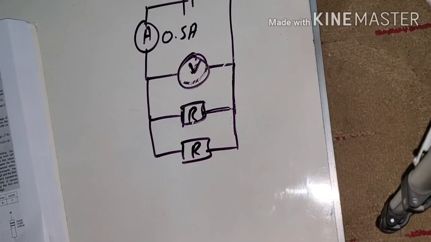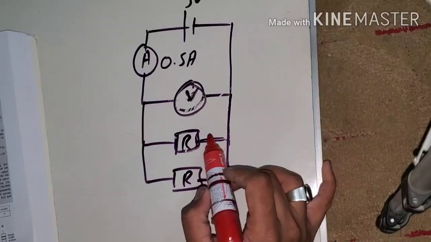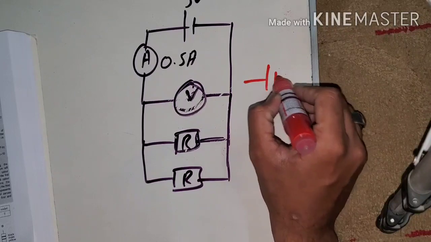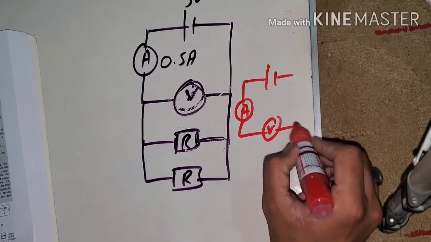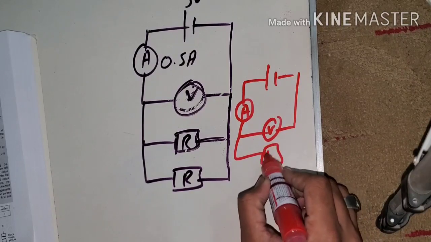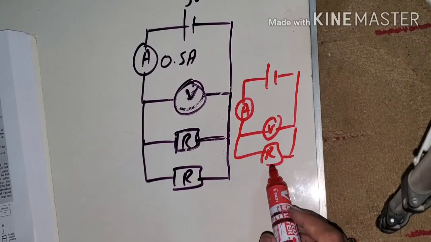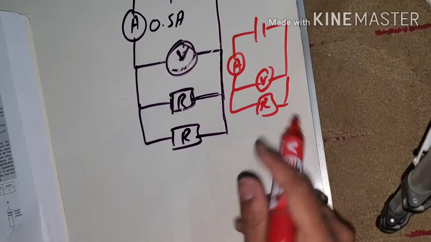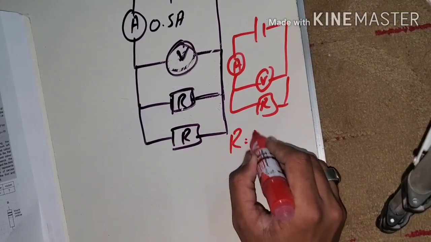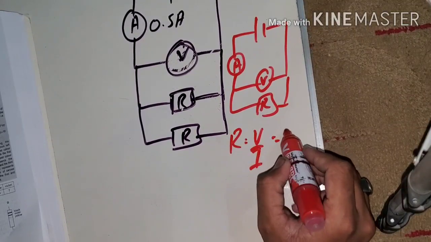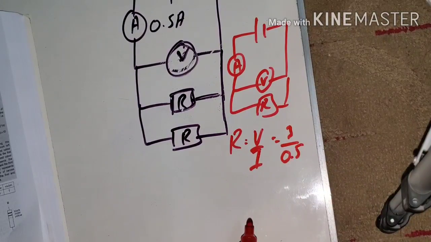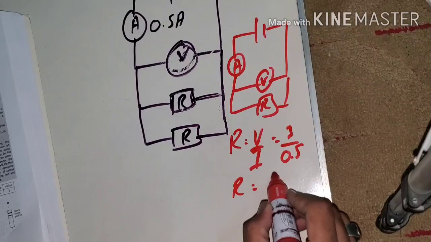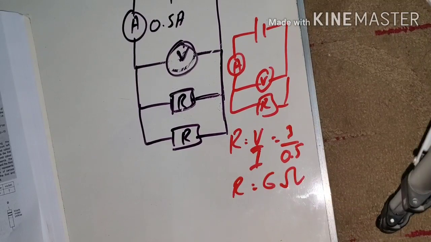First of all, I need to calculate this R. In the previous circuit, the battery, the ammeter, and the voltmeter are connected with a single resistor. So with the help of this diagram, I'm going to find R. So R is V upon I. V given to us was 3 and the current was 0.5. So by solving it, we get 6 ohms.